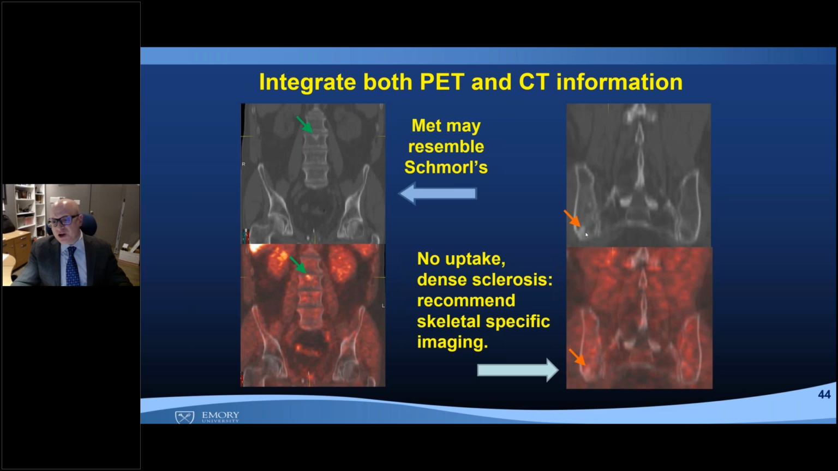But this patient here had a slowly growing sclerotic lesion. There's absolutely no fluciclovine activity. This was also a MET.